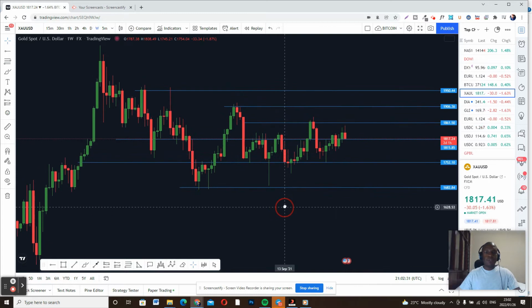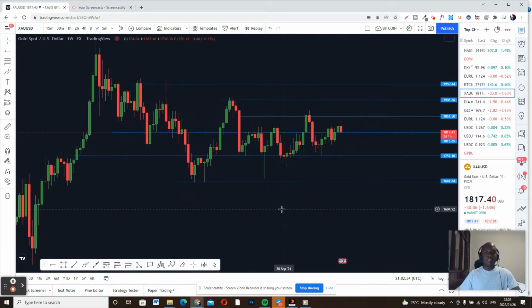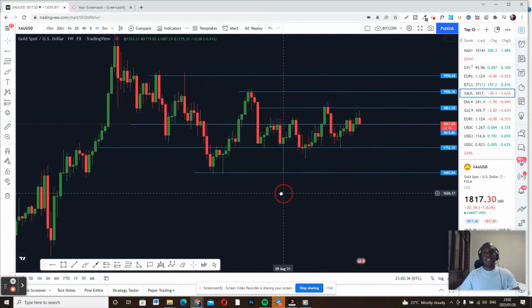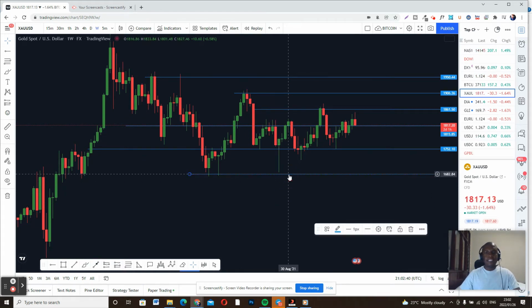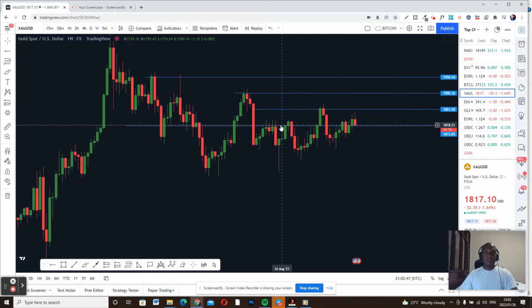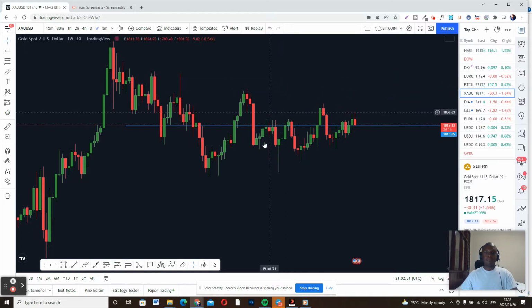Looking at this chart of gold here, you can see there are so many levels, and without understanding how you actually plot them, you can't trade them properly. So let us delete some of these levels and then plot properly. Let's learn how to plot these lines properly.